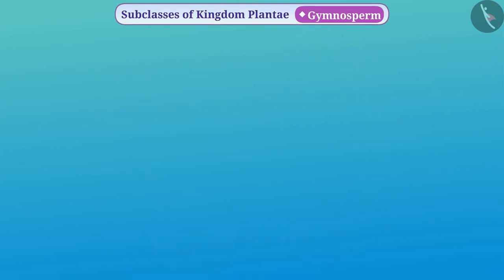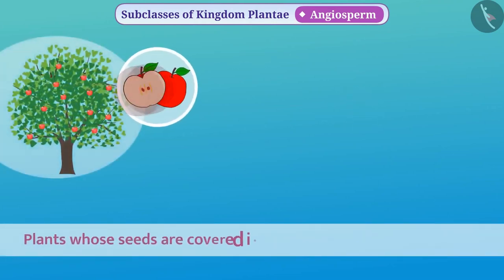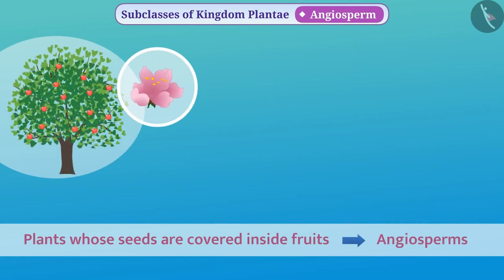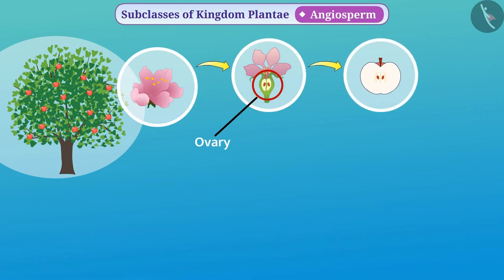Now, let's understand angiosperms. The word angiosperm is made up of two Greek words, angio, meaning covered, and sperm, meaning seed. In this way, plants whose seeds are covered inside fruits are called angiosperms. The main feature of these plants is the presence of flowers. Their seeds develop in the ovaries of flowers, which later take the form of fruits. Hence, we also call these plants flowering plants.